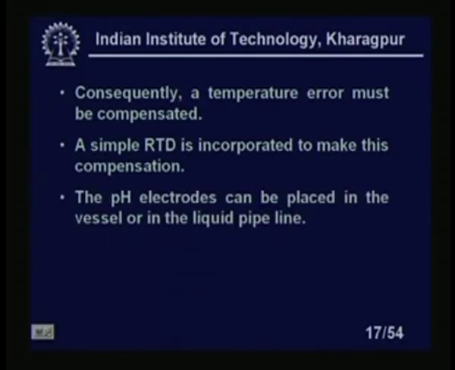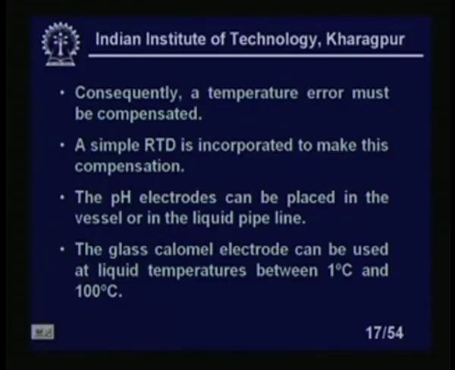The pH electrode can be placed in the vessel or in the liquid pipeline. Either it can be placed in a vessel in which we have to take the sample of the liquid, or in the liquid pipeline where the liquid is flowing, that can also be used to make the measurement. The glass calomel electrode can be used at liquid temperatures between 1 degree centigrade and 100 degrees centigrade.